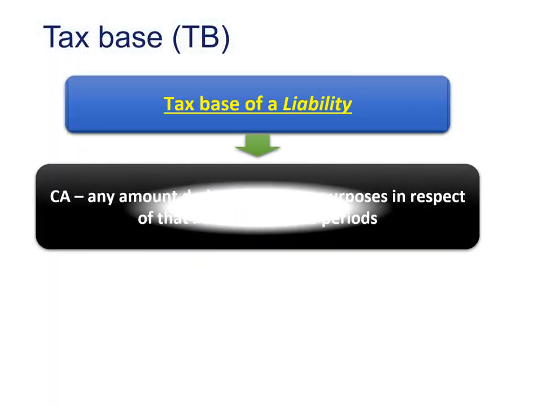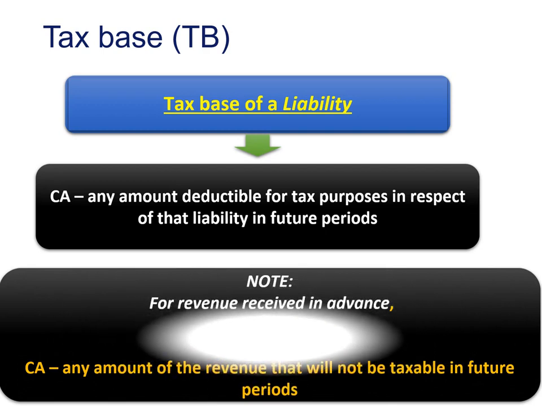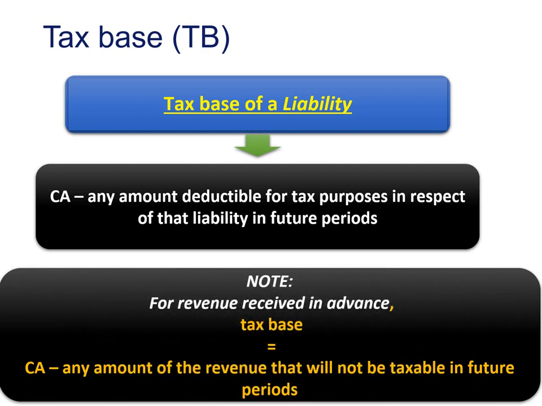So, tax base of a liability. We've spent quite a bit of time on assets. The tax base of a liability is the carrying amount less any amount that will be deductible for tax purposes in respect of that liability in future periods. Note, as I've said, for revenue or income received in advance, the tax base is equal to the carrying amount less any amount of revenue that will not be taxable in future periods.